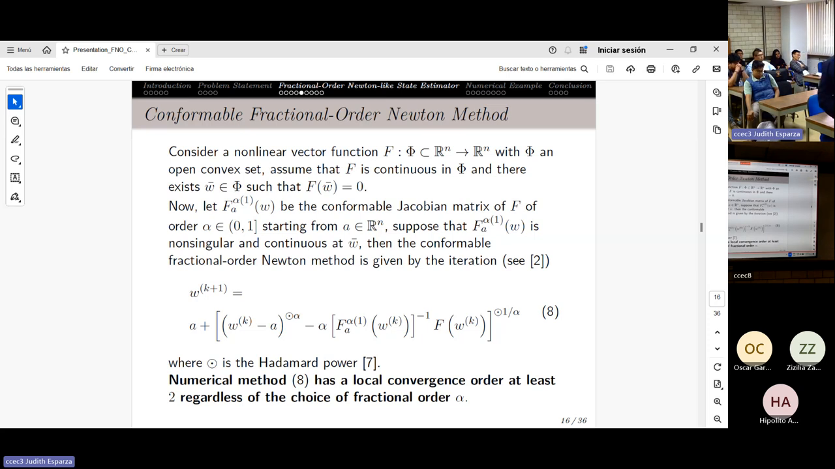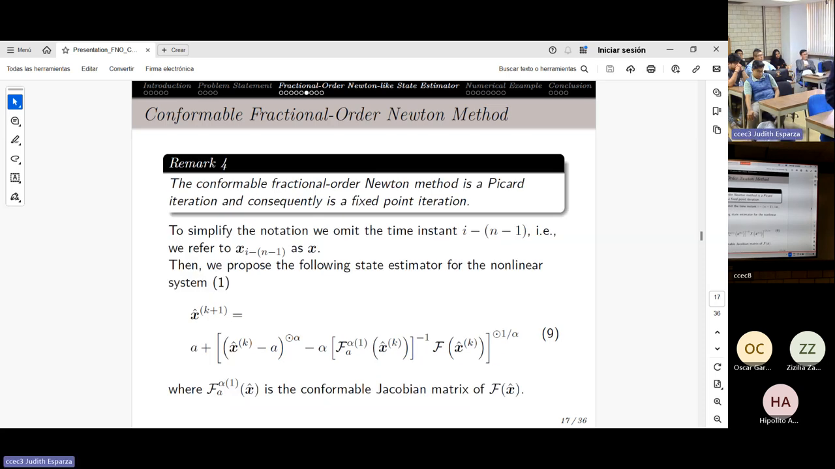Numerical method has a local convergence order at least two, at least quadratic, regardless of the choice of the fractional order. Number four, this method is a simple Picard iteration. That's why we can analyze it with the fixed point theory. And all of this, we can see the details in the paper.